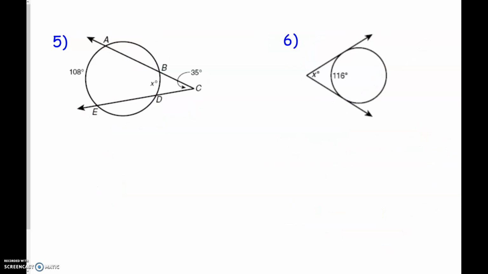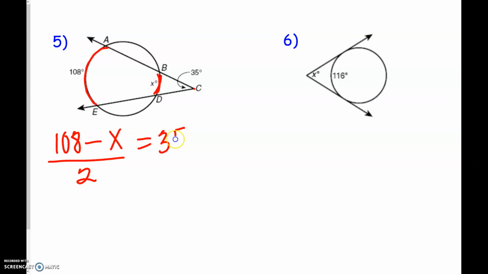All right, we have two secants on the outside, so we're going to take the difference of the two arcs. I'm going to take this arc, 108, subtract the other arc, which they have labeled x, divide by 2, and that's going to equal 35.